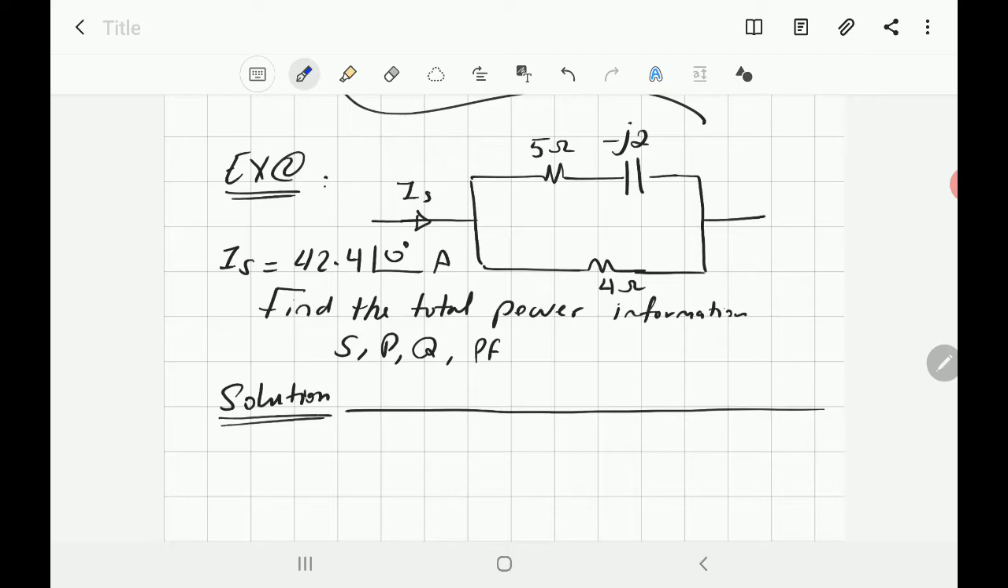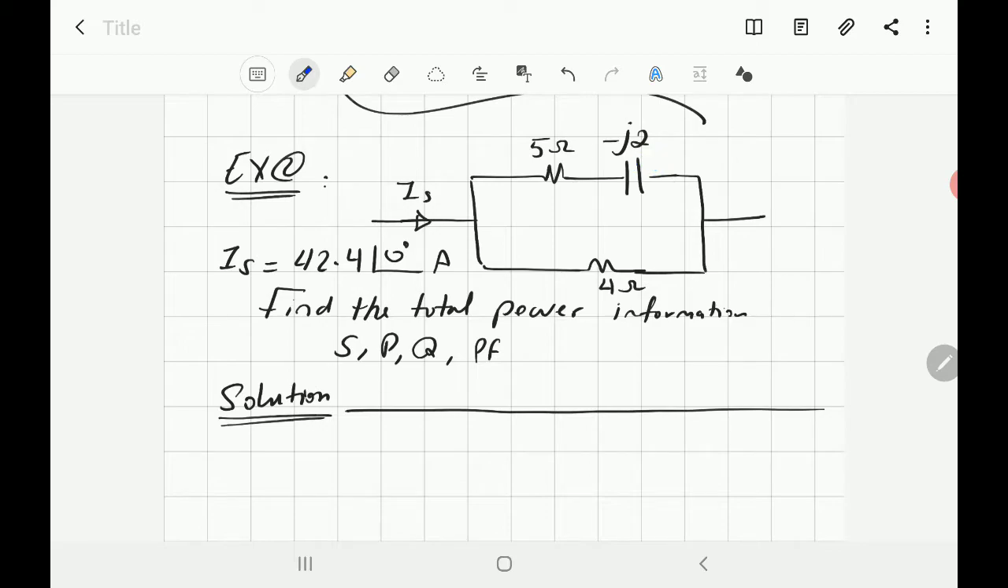Okay, to find the power, you have power consumed in the 4 ohm and power consumed in the 5 ohm. That's the first thing. The only reactive power Q is consumed in the capacitor. So if you calculate the power consumed by the 4 ohm and the power consumed in the 5 ohm and add them, you get the total power consumed in this circuit.